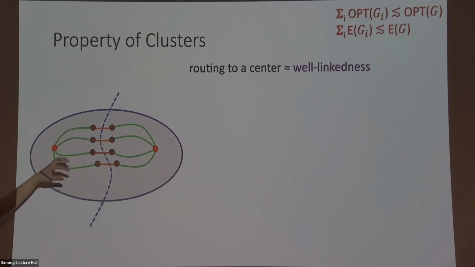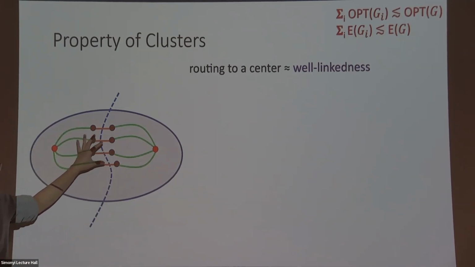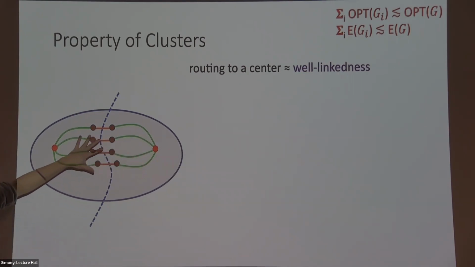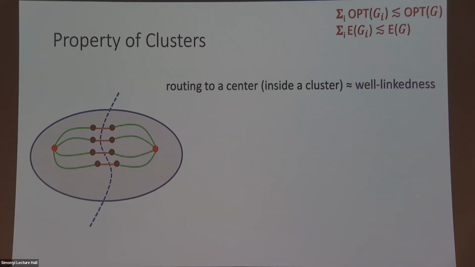So in general, we want to find a cut that is routable to a center inside and also routable to a center outside. This is some property that we want. It's actually even stronger than routing to a center inside. What we need is routing inside and outside to a center, to two centers actually. And this is called doubly well-linkedness.